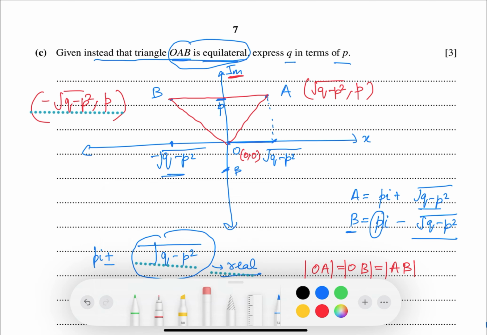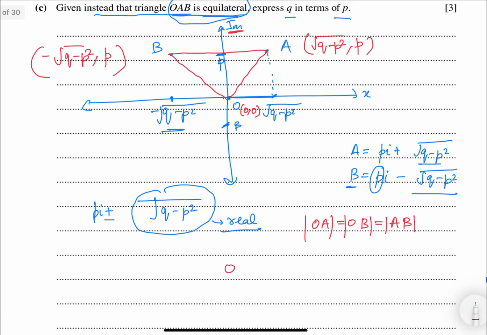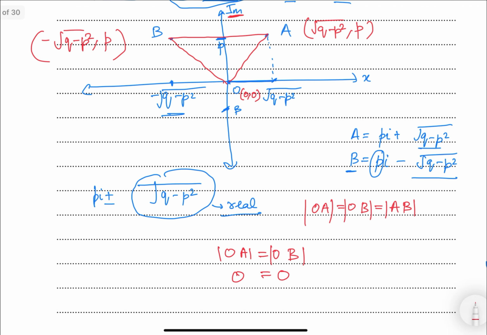Okay, now see, OA will be equal to OB. If we put OA equals OB, it is already seen that it will become 0 equals 0. So we cannot find the relation like this. We have to find AB first. Okay, so what is AB? AB would be OB minus OA. We have learned this in vectors.